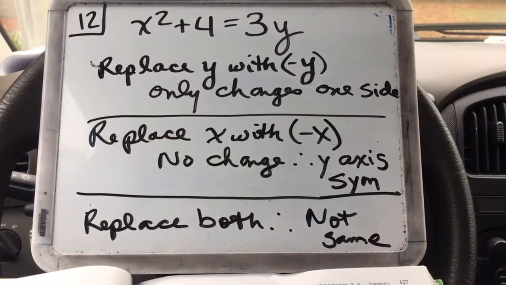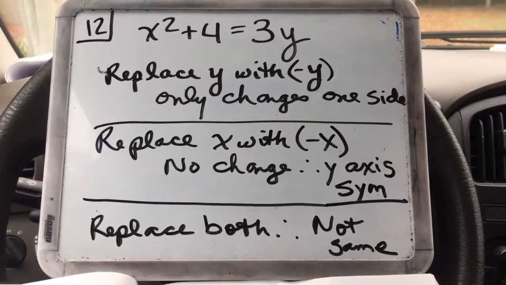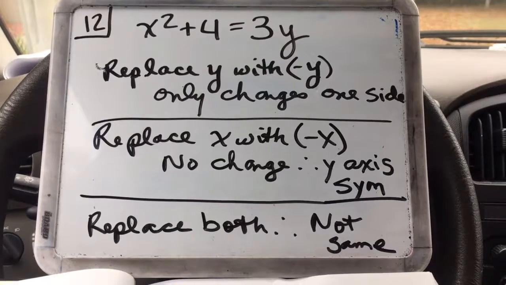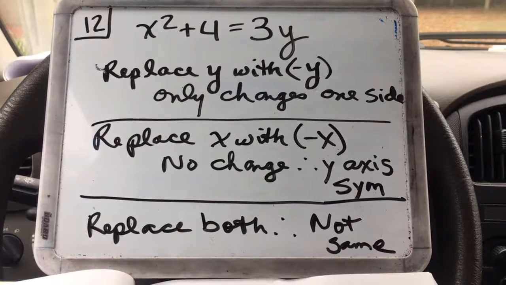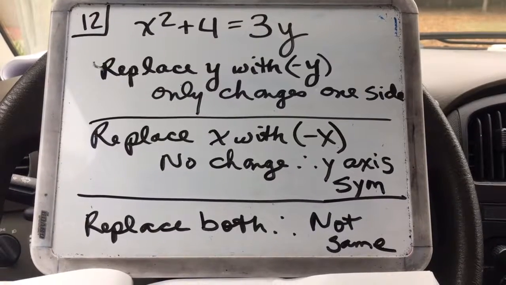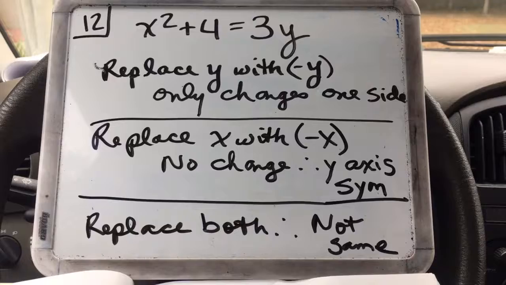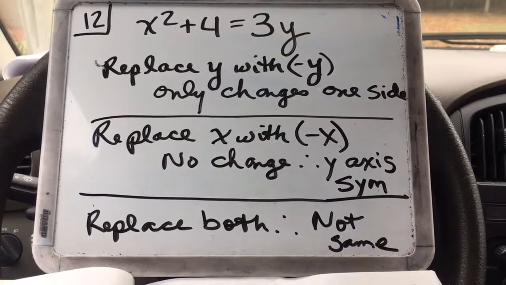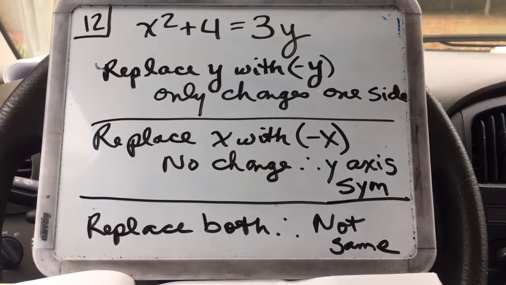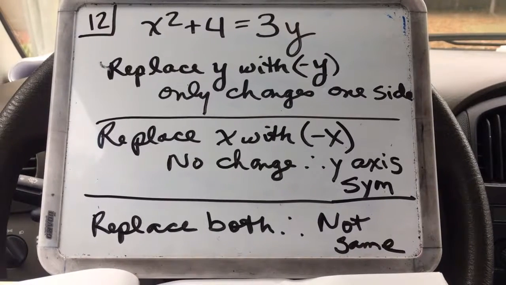Okay, so now we have x squared plus 4 is 3y. And notice that on the board I replaced y with negative y. And when I did that, it's only going to change the right-hand side of the equation. Okay, well, only changing the right-hand side does not work for keeping it the same. We have to change all signs if we're going to change one of them. So that one didn't work.